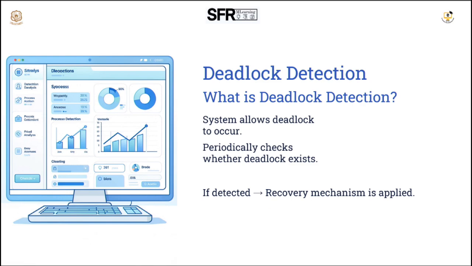Deadlock detection. What is deadlock detection? The system allows deadlock to occur. Periodically it checks whether deadlock exists. If detected, recovery mechanism is applied.